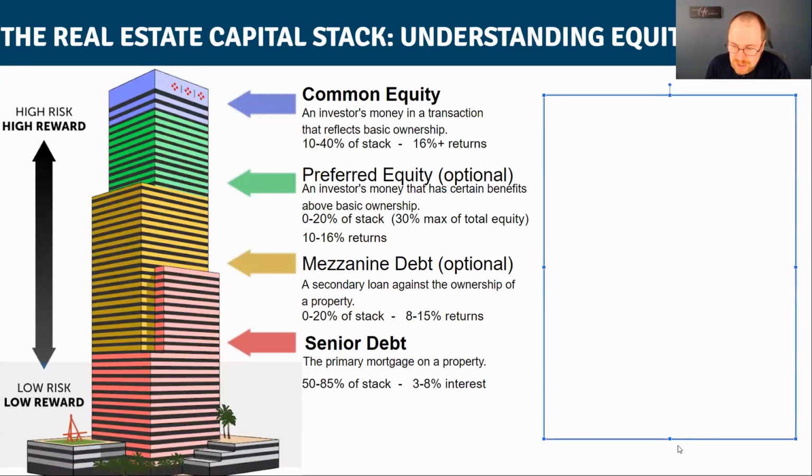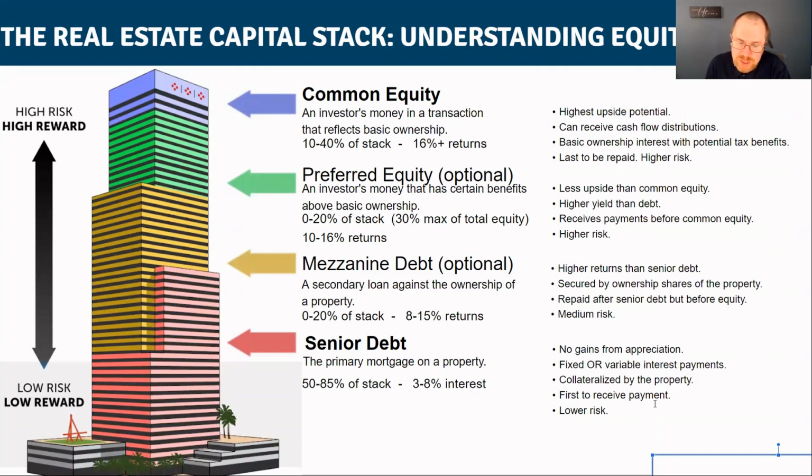Hopefully that's clear. I have a little bit more information, but it's basically what I explained. Senior debt, no gains from appreciation. Could be fixed or variable interest rate payments. We'll talk about that later as well. It's collateralized by the property. First to receive payment, the lower risk, right? Lower risk, lower reward. And as you go up, higher risk, higher reward.